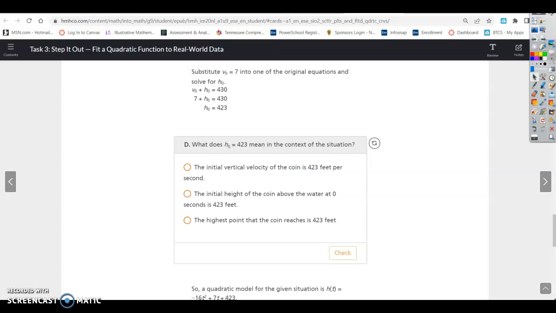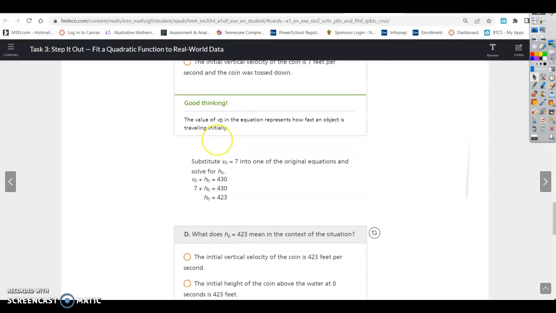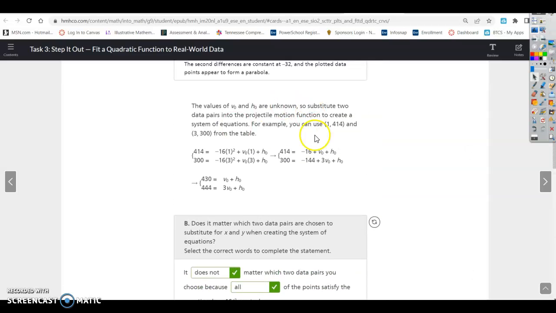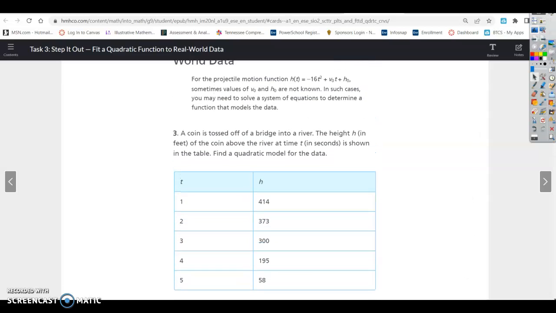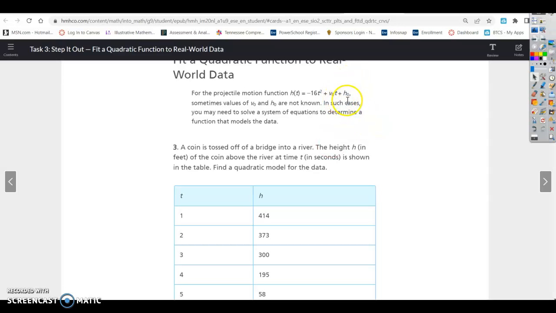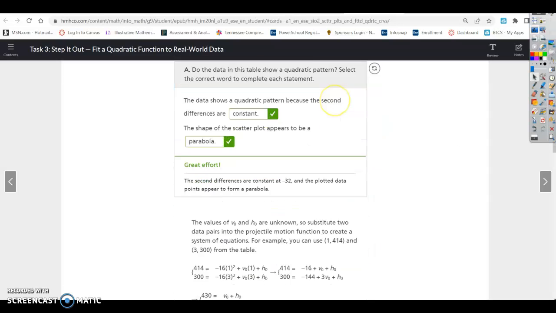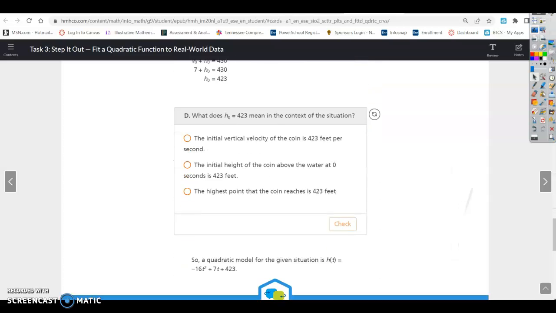All right, so now it says substitute v sub o equals 7 into one of the original equations, one of your system of equations, plug it in, subtract 7 from both sides, and that gives you h sub o is 423. All right, so what does this mean in the context of the situation? Well, if you remember the equation, h sub o is at the end of the equation. So this is going to be your y-intercept, okay? So we've looked at that in previous lessons as well.